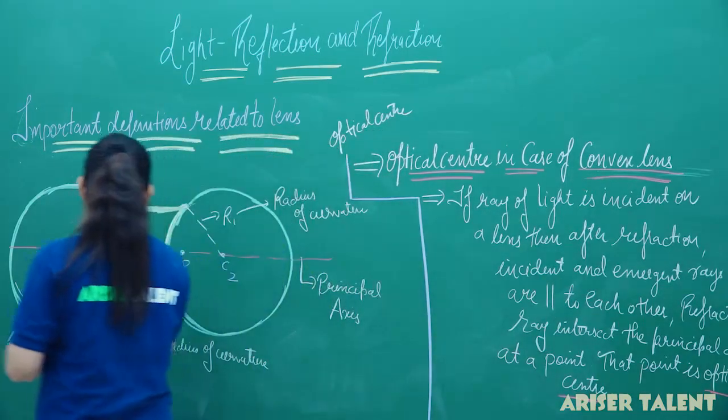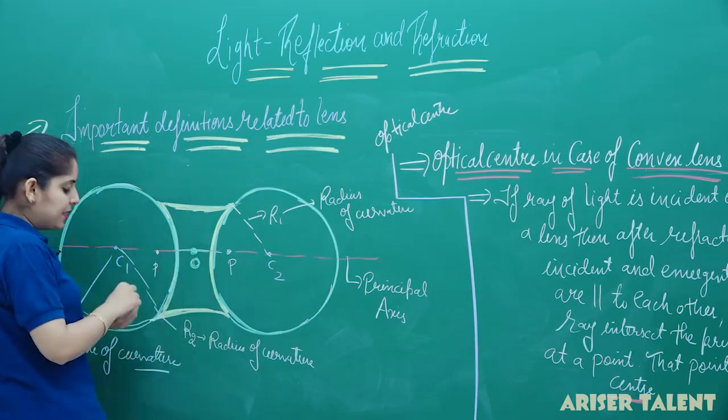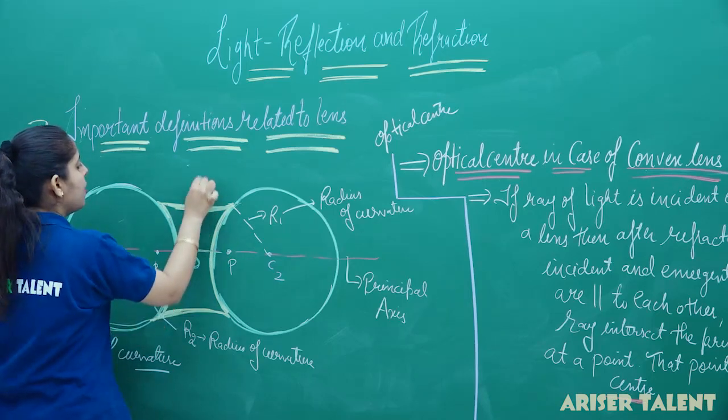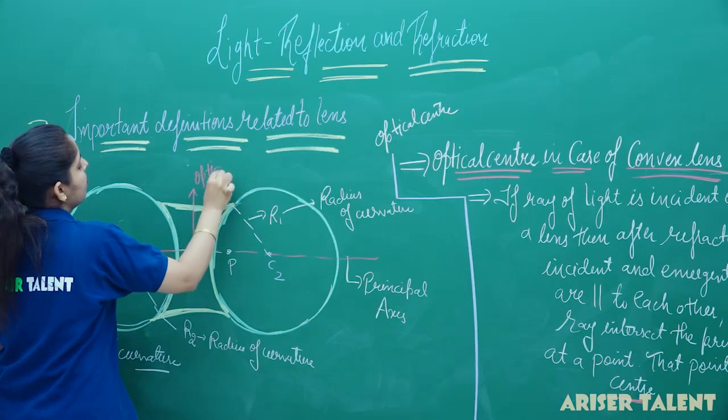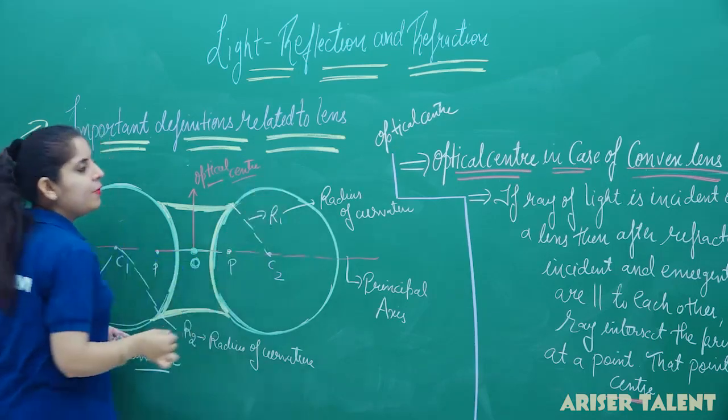the optical center is going to lie in the central part of the principal axis of the lens. So, this is the optical center we have. So, this is the optical center of the concave lens. And what will be the definition?